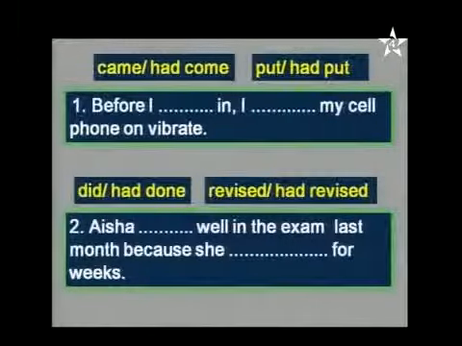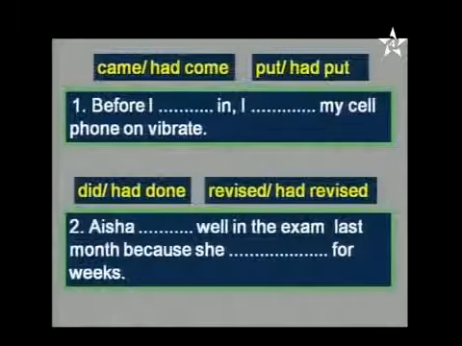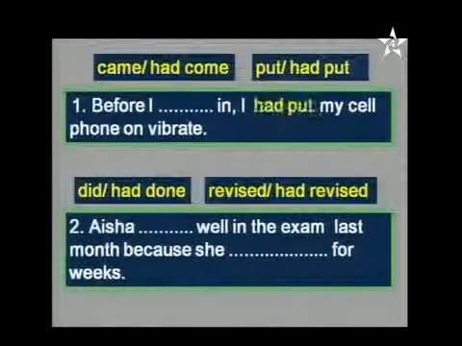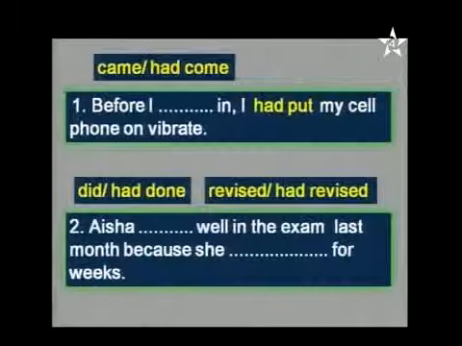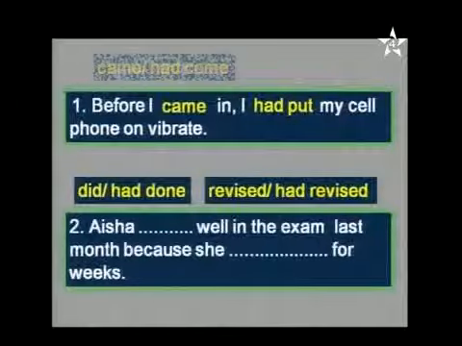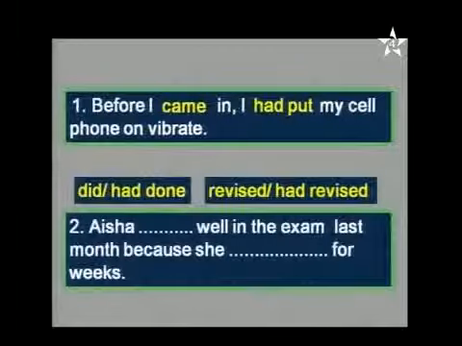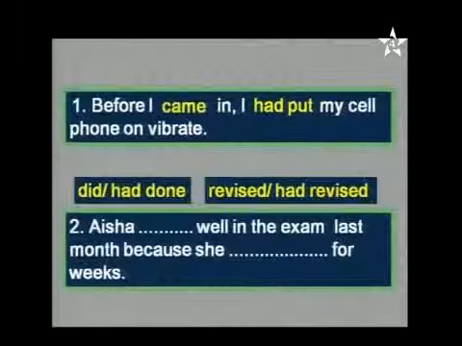Look at the first one. What did I do before I came into this studio? What did I do first? That's the past perfect. So I had put my cell phone on vibrate. And then second, I came into this studio. So the sentence is, before I came in, I had put my cell phone on vibrate. Please do the same thing for number two.